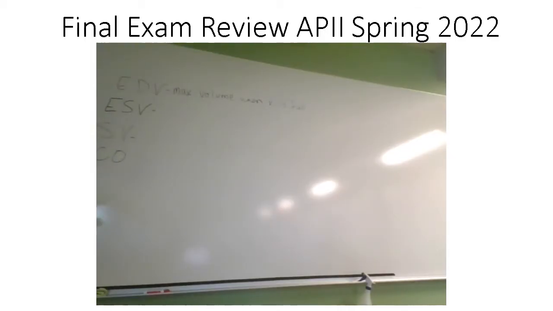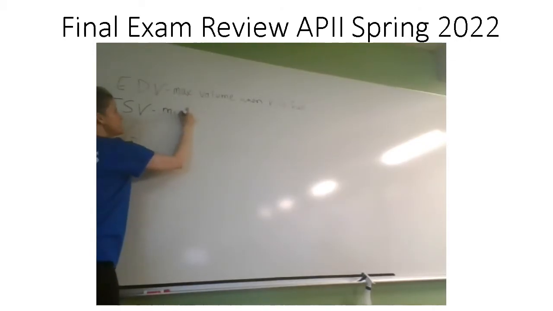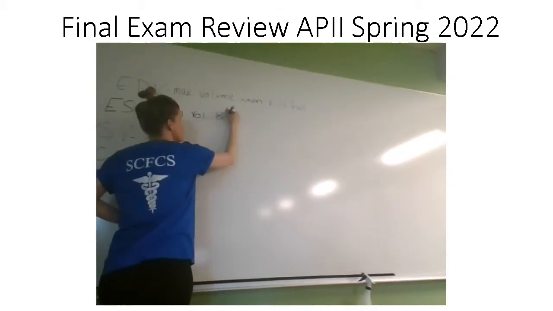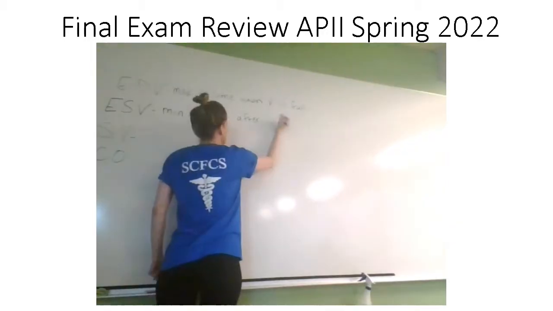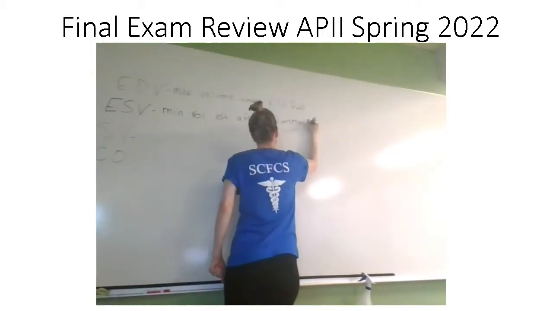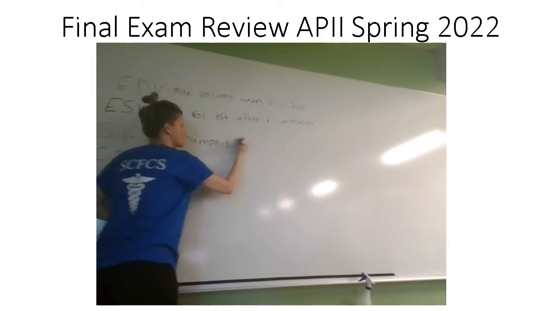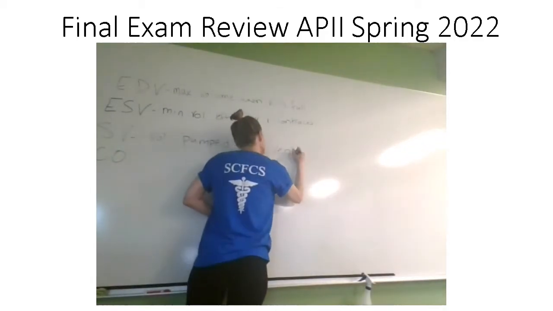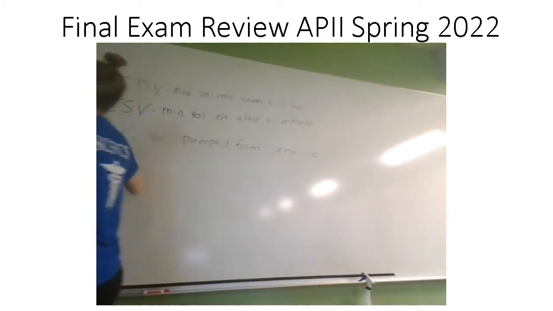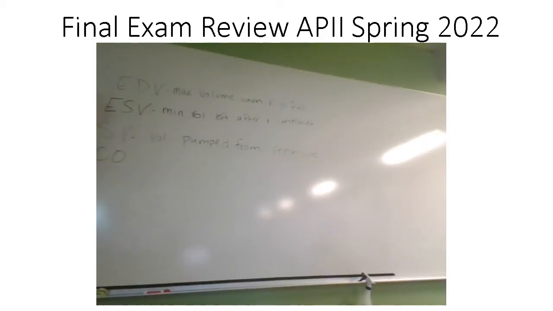Then it contracts, right? Systole is contraction. So the ventricle contracts, then it pumps some blood out, and then the ESV is the end systolic volume, right? That's the minimum volume that's left over after the ventricle contracts. The stroke volume is the volume of blood that's pumped out from the ventricle. So that would be the difference between these two, right? The end diastolic volume, EDV, minus the end systolic volume is going to give us our stroke volume.